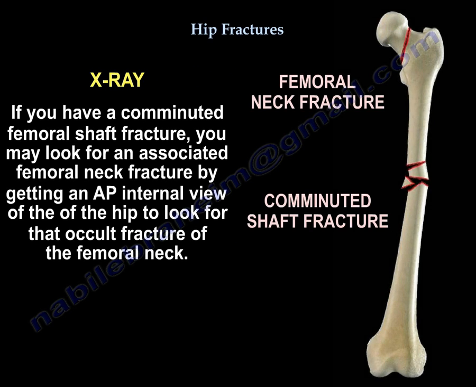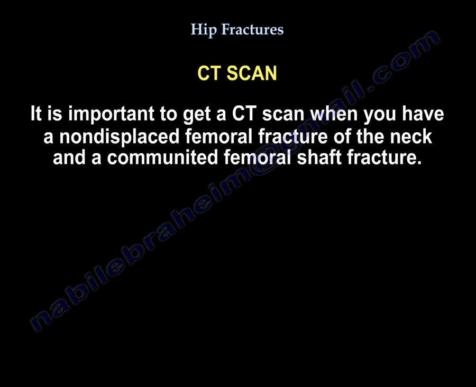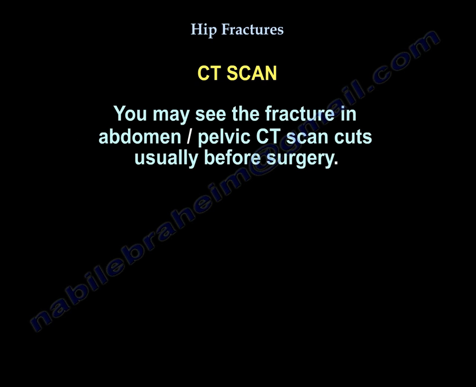If you have a comminuted femoral shaft fracture, you may look for an associated femoral neck fracture by getting an AP internal rotation view of the hip to look for that occult fracture of the femoral neck. CT scan. It's important when you have a non-displaced femoral neck fracture and comminuted femoral shaft fracture. You may see the fracture in abdomen pelvis CT scan cuts, usually before surgery.